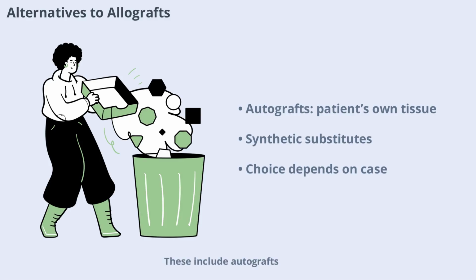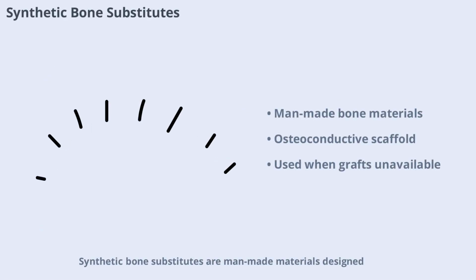These include autografts, where tissue is taken from the patient's own body, and synthetic bone substitutes. Each option has its own advantages and limitations, and the choice depends on the specific clinical situation. Synthetic bone substitutes are man-made materials designed to mimic the properties of natural bone. They can be used when allografts or autografts are not available or suitable.